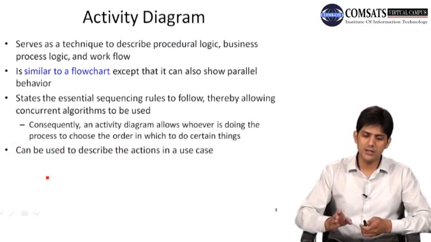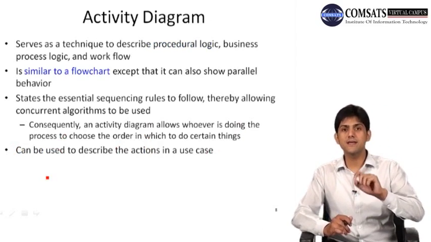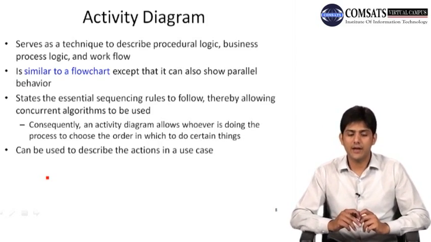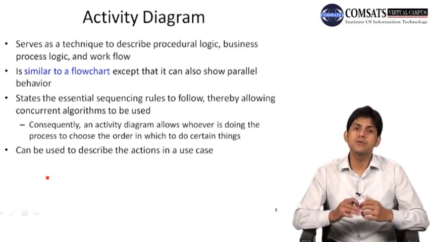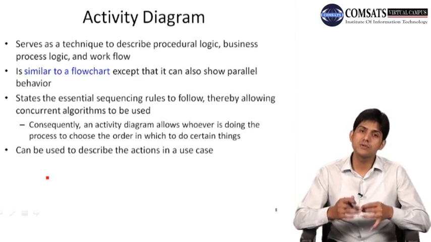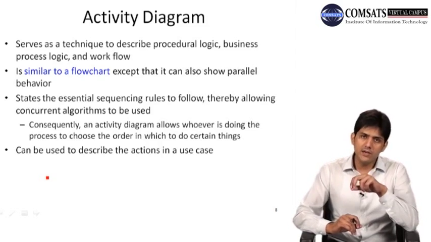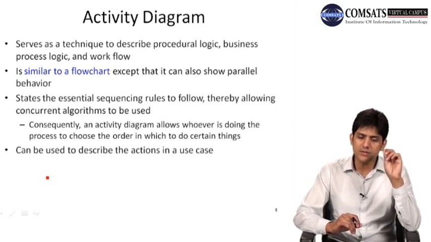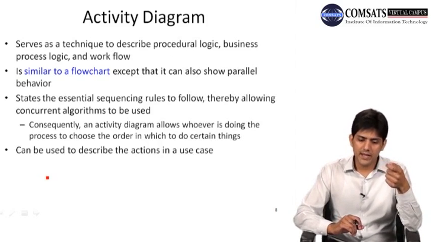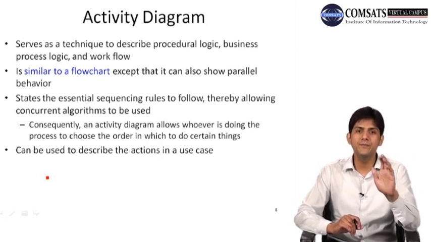It is similar to a flow chart, except that it can also show parallel behavior. Now this is very interesting, as I said, and as we saw in the first slide, when to use these activity diagrams is that they can be used to represent multi-threaded applications. So we need to keep in mind that activity diagrams can also model parallel behavior. And thirdly, the activity diagram states the essential sequencing rules to follow, thereby allowing concurrent algorithms to be used. Consequently, an activity diagram allows whoever is doing the process to choose the order in which to do certain things.